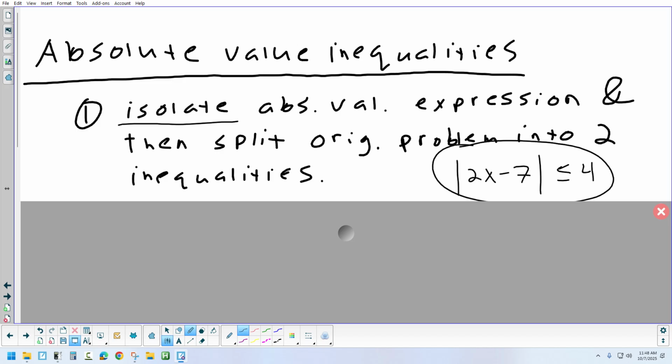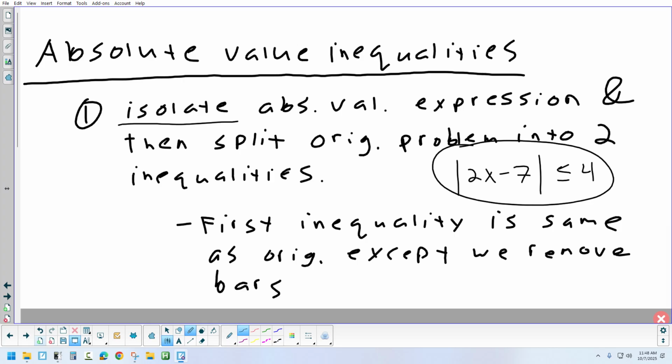Luke? Yeah. Yep, that's fine. If it wasn't isolated, there would be something added or subtracted on the outside of the bars on the same side. And there isn't. It's just an absolute value on the left. So that's the first step. If it's not isolated, make sure you isolate it. And now the second step is to split it into 2 problems. Remember, the first problem, all you have to do is take away the bars. Just copy the original, get rid of the bars.